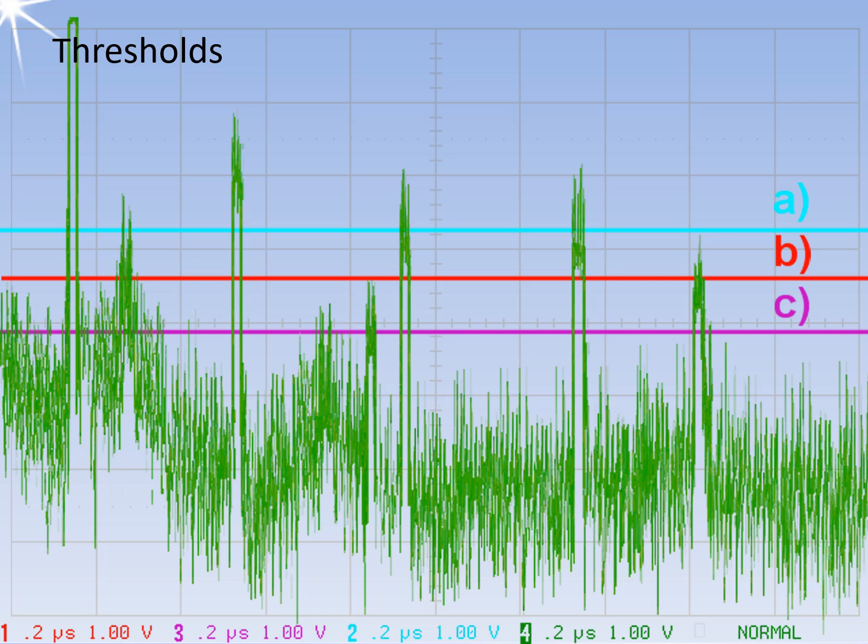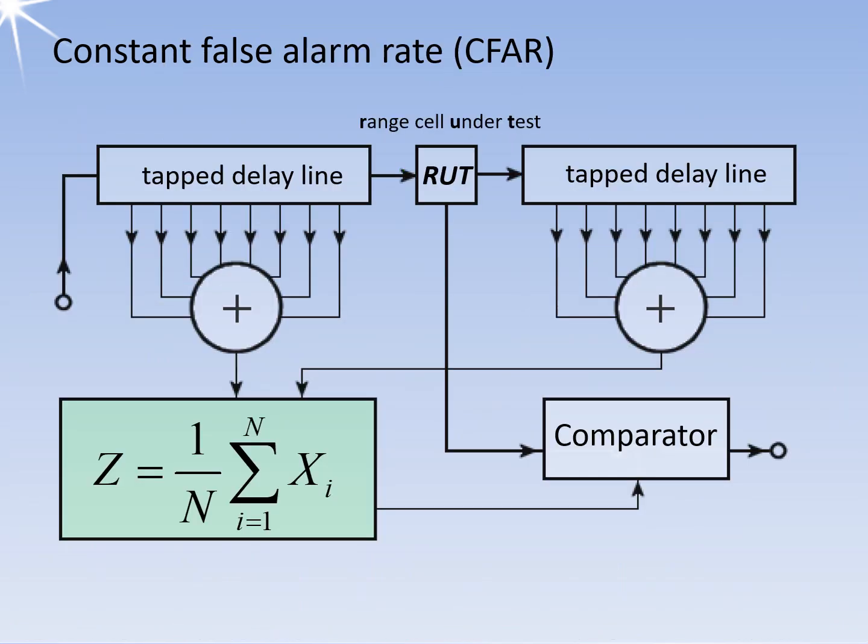In this example, threshold A would be more favorable in the left half of the oscillogram, while threshold C, in the right half. Therefore, it should be possible to adjust the threshold in areas with strong and weak interference. One way to solve the problem is to create circuits that can adjust the threshold based on the surrounding environmental conditions. This ensures a constant false alarm rate, abbreviated to CFAR, over the whole receiving time.